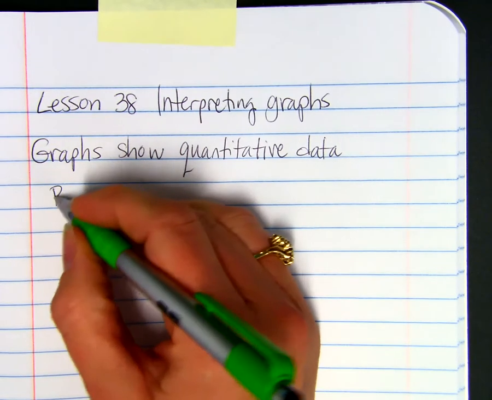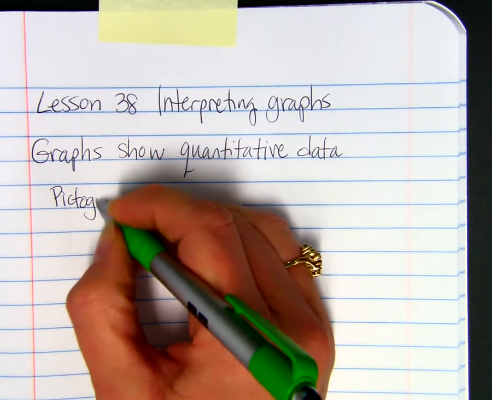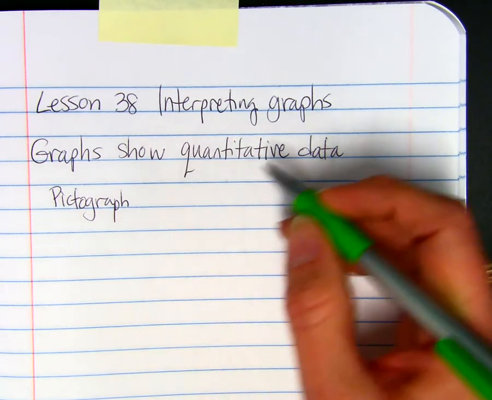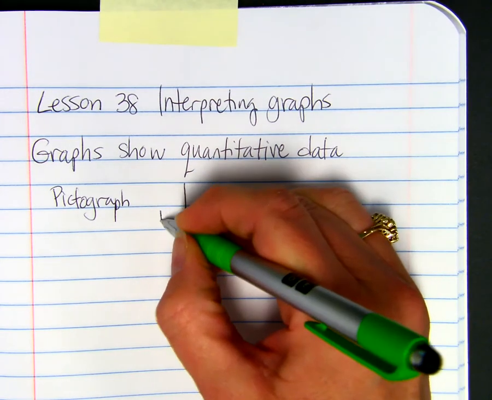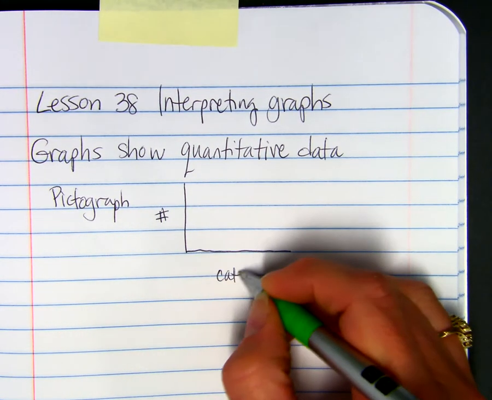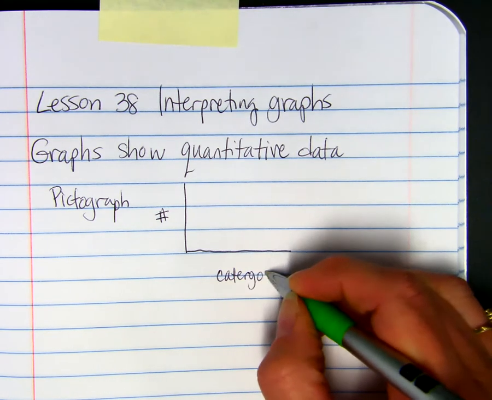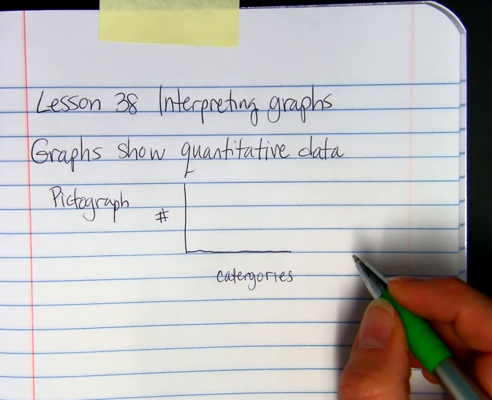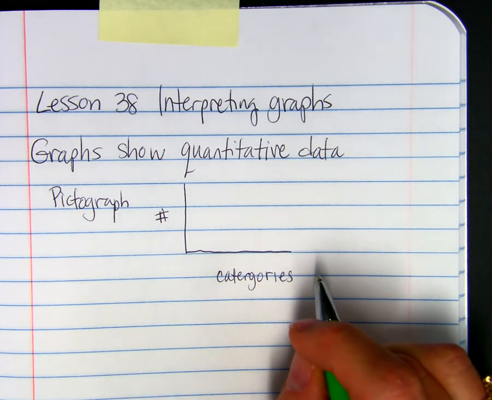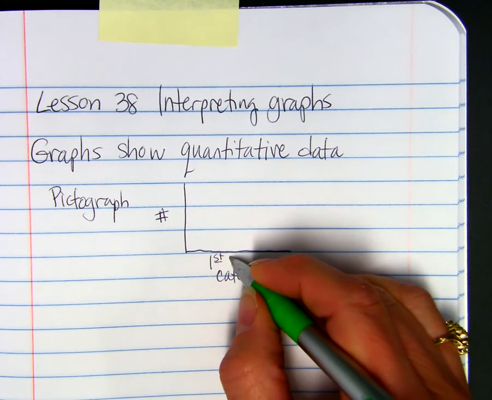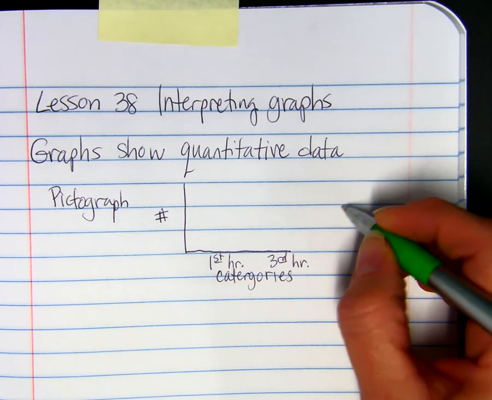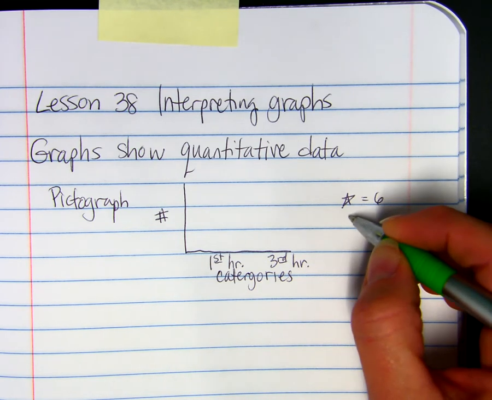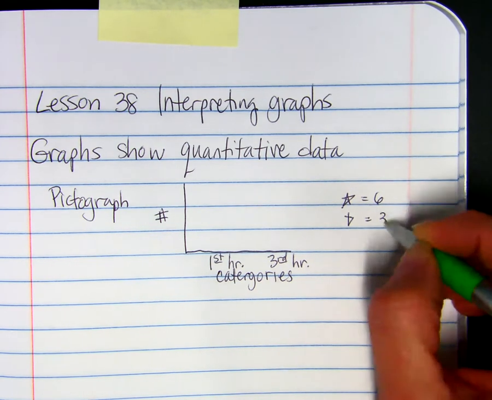We have several types. One is called a pictograph. And we'll draw examples. So this is the number categories. These are just very quick examples. They're not real. So we have first hour, third hour. Each star is 6, and each sign that looks like that is 3.